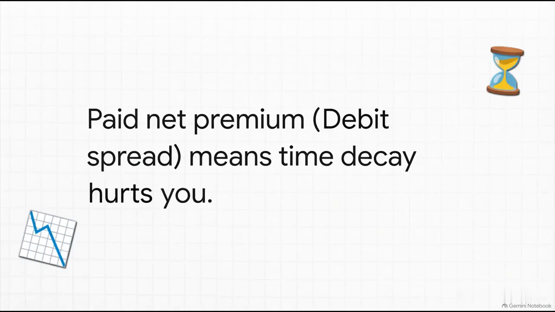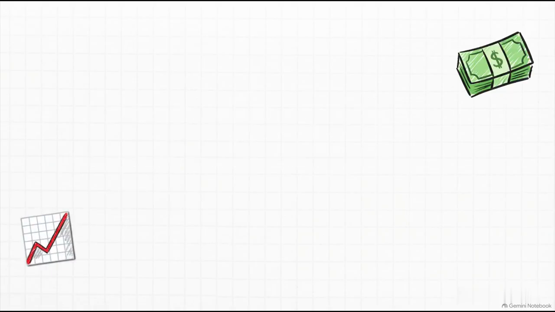Takeaway 2, paid net premium, which creates a debit position, means time decay hurts you. Remember Carla, the customer? She absolutely hates time decay because her paid premium is just evaporating like clockwork every single day that stock doesn't move. Takeaway 3, collected net premium, a credit position, means time decay helps you. Riley the rep loves time decay, right? He wants quiet days where he just keeps the money as the options slowly expire completely worthless.